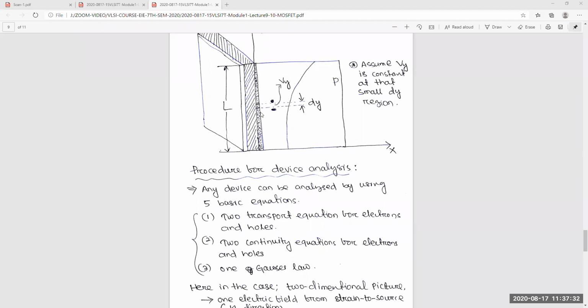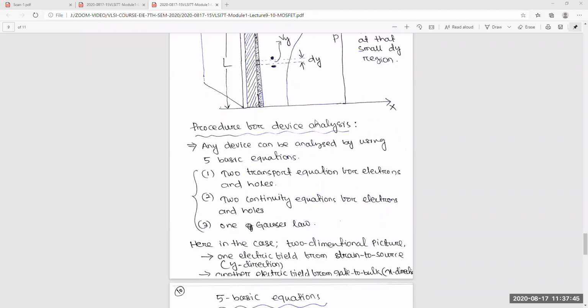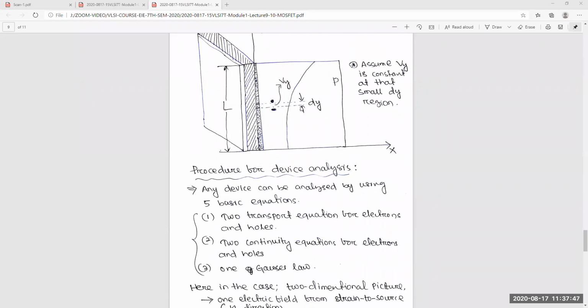So ∂Ex/∂x plus ∂Ey/∂y is equal to rho by epsilon. That is Gauss's law. If we solve these equations, then you are able to calculate your ID-VDS curve. Got the point? For every device analysis, we need to apply these five basic equations.